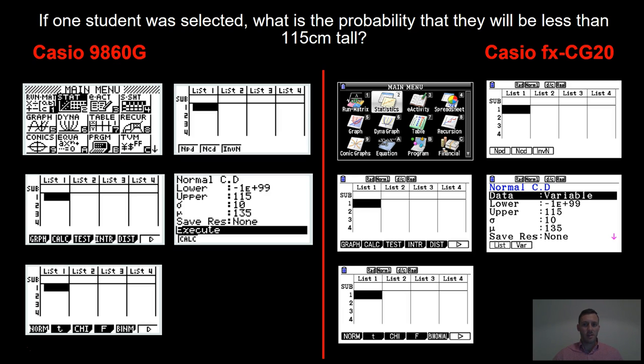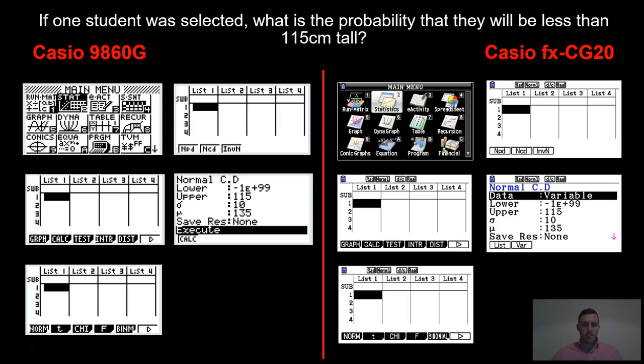Here we enter our data. We make sure the data option is variable if that is an option on your calculator. On the Casio FX CG20 it is. It isn't an option on the Casio 9860. Because we are finding the probability a student selected is under 115 centimeters, our lower bound is a really small number. I entered -10 to the power of 99, and the upper bound was 115.